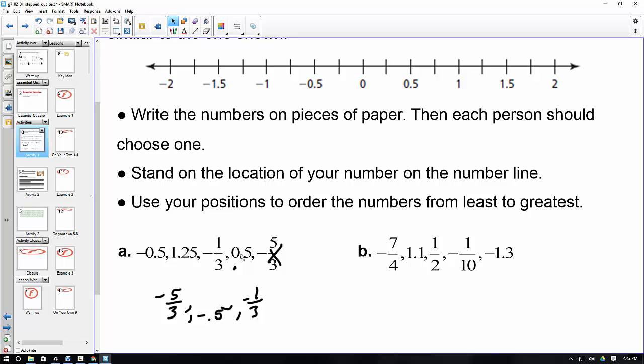And then I'm going to start getting larger, right? Bigger than 0. So I'm going to have 0.5. And then finally I'm going to have the 1.25, which is greater than 1. So that's the values in order.